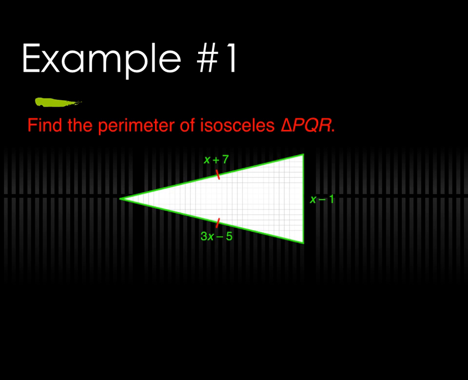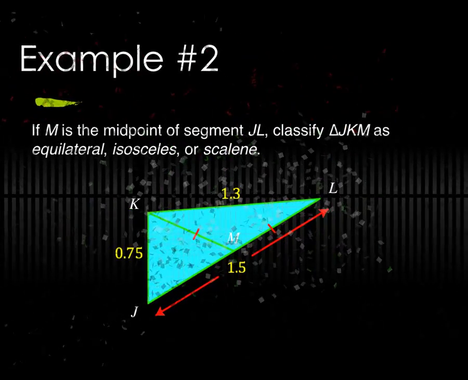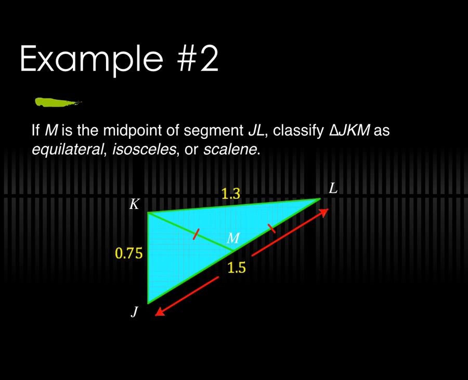Okay, this one's easy. I marked them both congruent. You set them equal, you solve for x, you plug it back in to find the perimeter. Different problem now. Gave you some numerical values. And I want to know what kind of triangle is JKM. Hopefully you can see the M there, right?